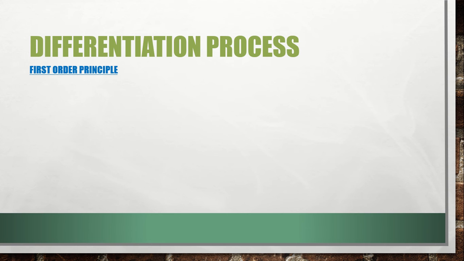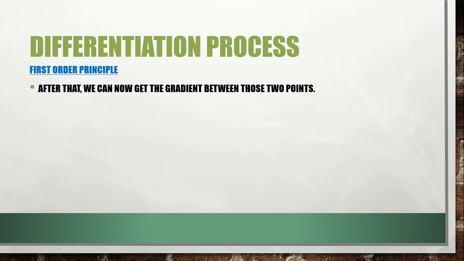Now let us simplify our equation. I'll start working on everything. After that, we can now get the gradient between those 2 points. We know that the gradient of PQ shall be change in y over change in x, and for me I shall decide to begin by yQ minus yP over xQ minus xP.